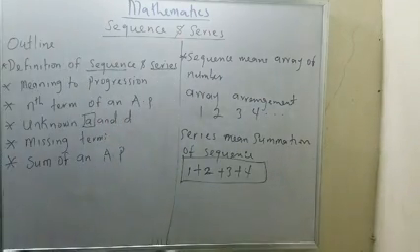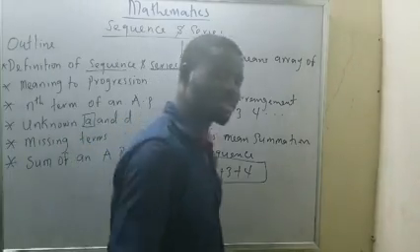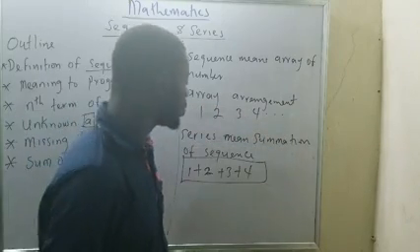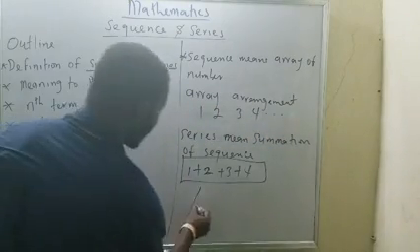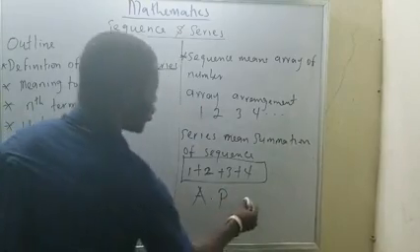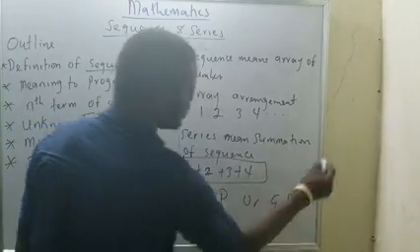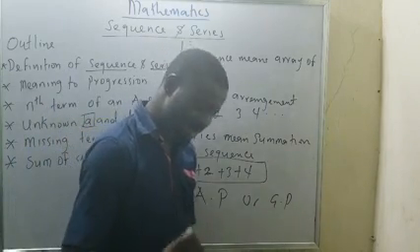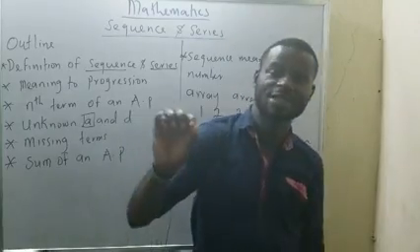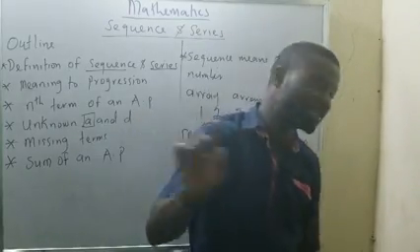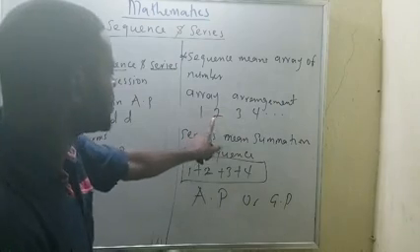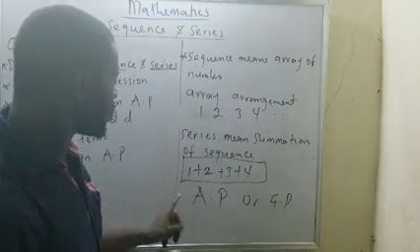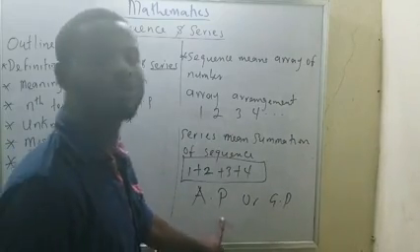Very important. The pattern that the numbers or items follow will determine whether it is an AP, which is arithmetic progression, or a GP. If the terms are in addition, we are adding, it means there is a common difference in them. Here, the difference between the terms is 1, and 1, and 1. It means it follows the pattern of an arithmetic progression.